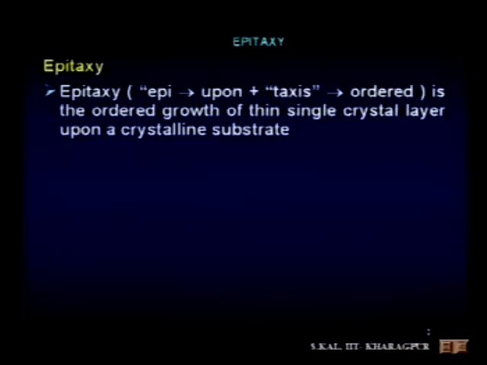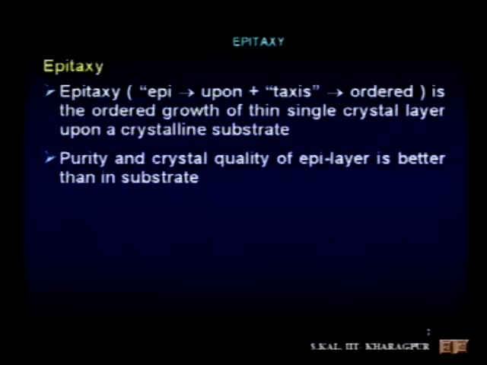The word epitaxy comes from two words. One is epi. Epi means upon, and another word is taxis. Taxis means order. That means ordered growth of a monocrystalline layer that bears a definite relation to the underlying monocrystalline substrate. Many of the naturally occurring crystals are formed by this method.